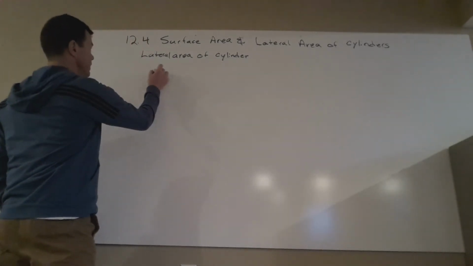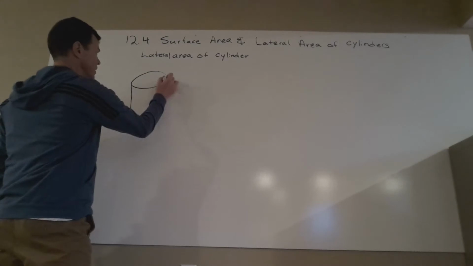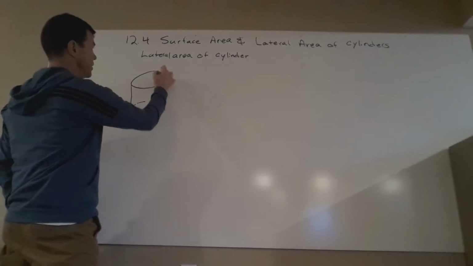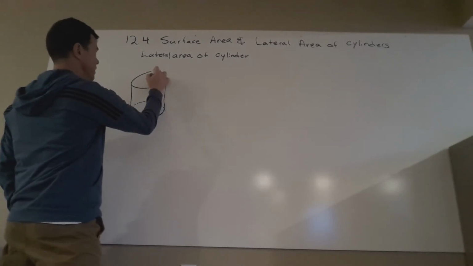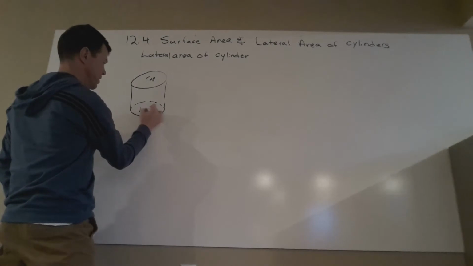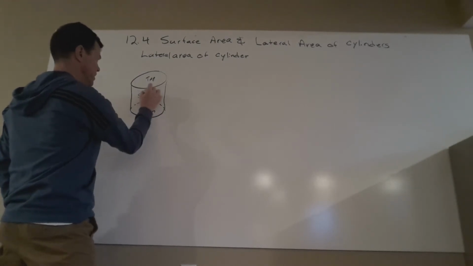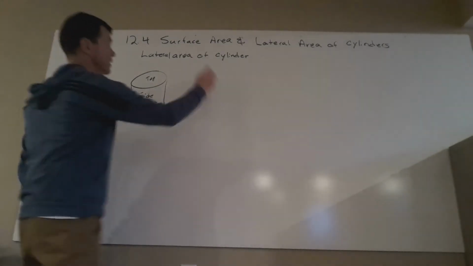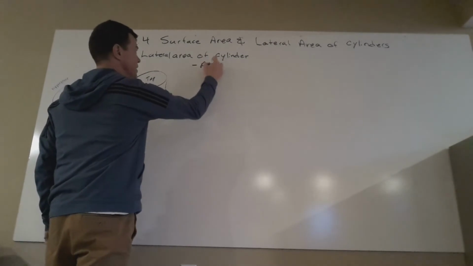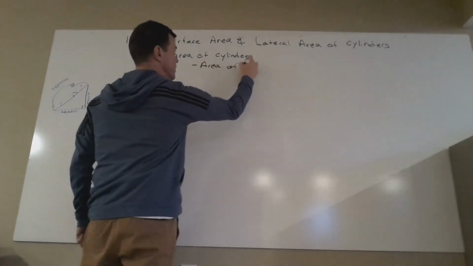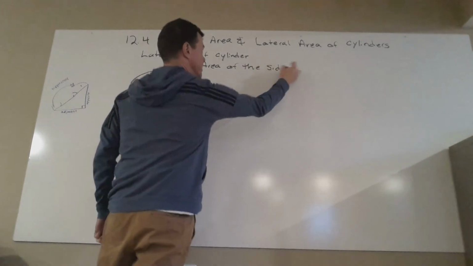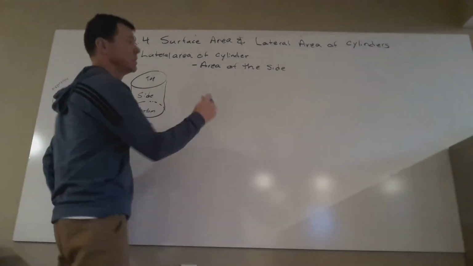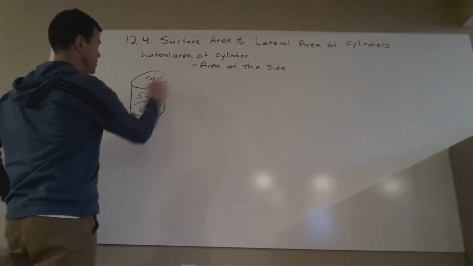So if we have this cylinder, alright, you have the top, bottom, and then this right here on the side. And that's just going to be the lateral area of the cylinder. It's just going to be the area of the side. And so then the formula for that is just going to be the height times circumference. Circumference is going to be all the way around.